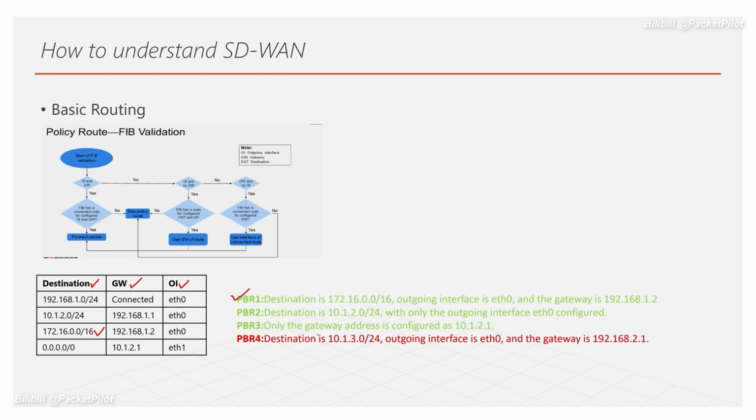Correspondingly, the second and third ones can be seen. The second has the corresponding output interface, and the third has the corresponding gateway address. So we can confirm that the second and third policy routes are also valid.